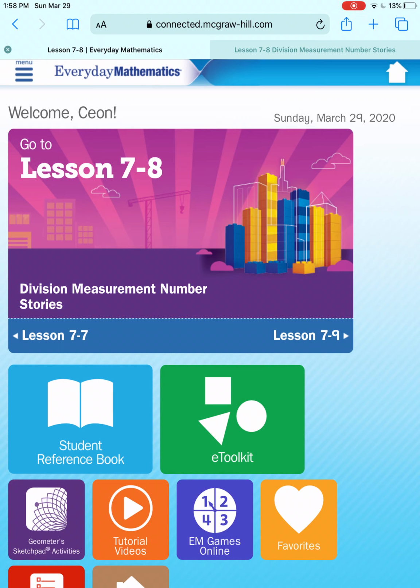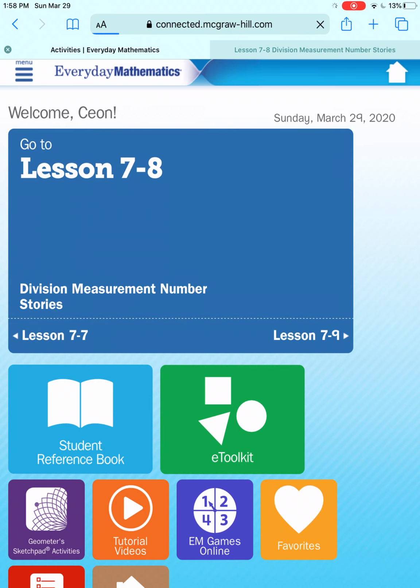And I am here today to walk you through our math lesson, which is 7.8. This math lesson is titled Division Measurement Number Stories. So boys and girls, please make sure you are logged into ConnectEd and on our lesson. Once you are, we are going to enter.